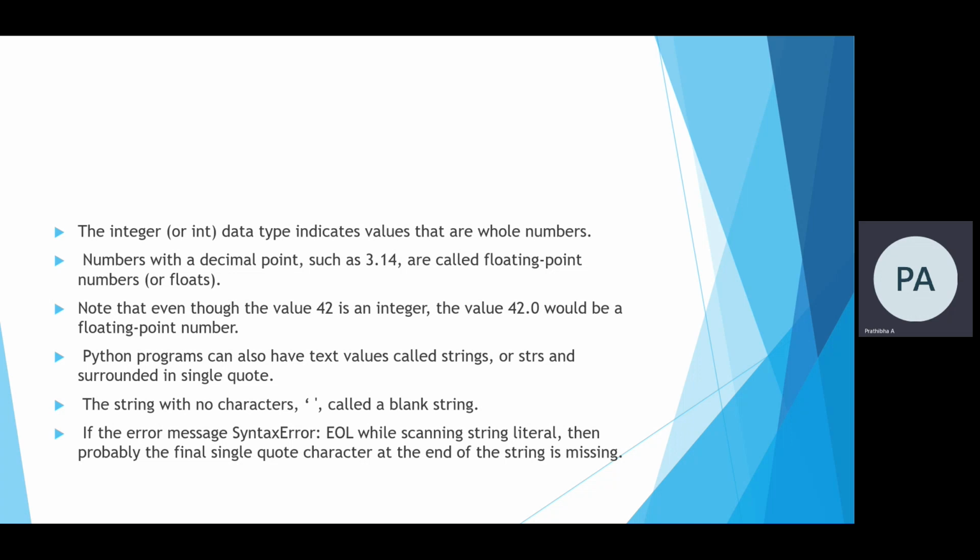The integer data type indicates whole numbers, meaning any numbers which don't have a decimal point. Numbers with a decimal point, such as 3.14, are called floating point numbers, denoted by the data type float. Note that even though the value 42 is an integer, the value 42.0 is a floating point number. The value is the same, only the representation differs: 42 is a whole number, while 42.0 has to be saved with the float data type.